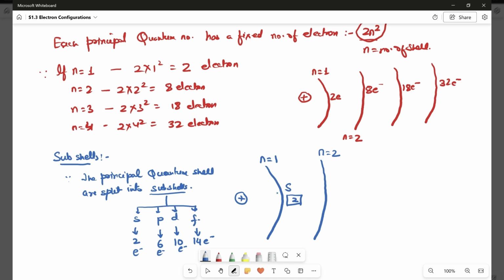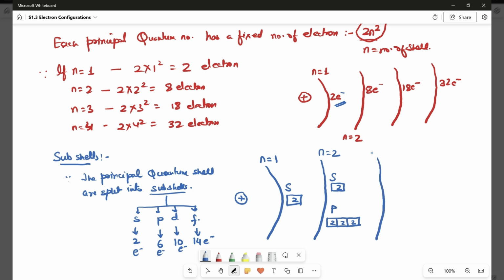As the first shell has a maximum accommodation of 2 electrons, as we have seen here, where are the two electrons going? In which subshell? The s subshell. In the case of n equal to 2, the total number of electrons is 8, so 2 will go in s, and the rest of the electrons will go in p. So 2 will go here, 2 here, 2 here. So total 6 plus 2, 8.